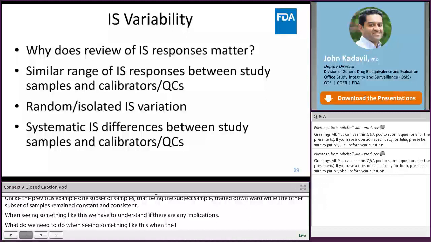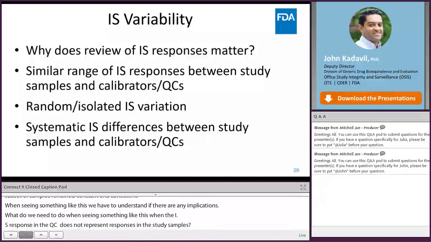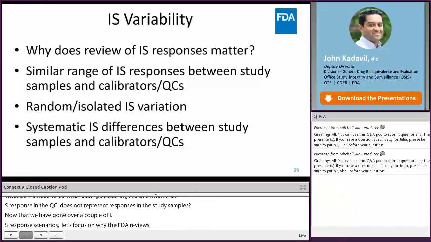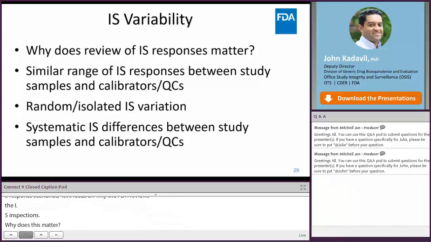Now that we've gone over a couple of IS response scenarios, let's focus on why FDA reviews IS responses during bioanalytical inspections. Why does this matter? Well, sometimes we see a similar range of IS responses between study samples, calibrators, and QCs. Other times, we've seen random or isolated IS variation in analytical runs. We've also seen systemic IS response differences between study samples and calibrators and QCs across multiple runs. Any one of these situations could possibly impact data integrity, hence why our review of IS responses is a critical part of our inspections.